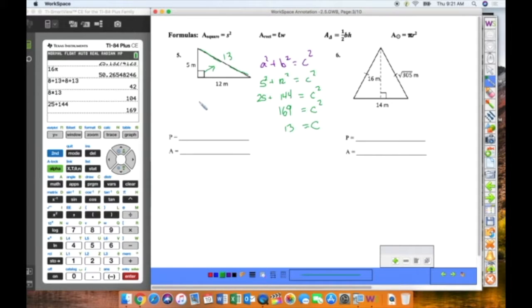So then I'm going to go put that in my picture if I actually grab a pen here. And now I can find the perimeter real easy. 5 plus 12, 17, plus another 13 is 30 meters.